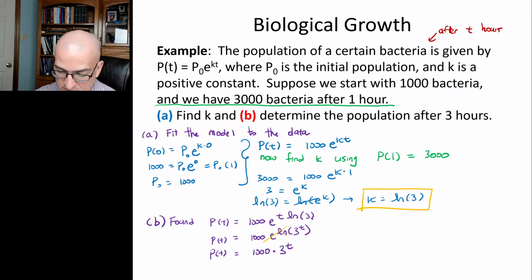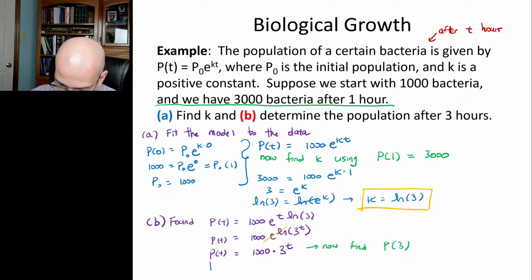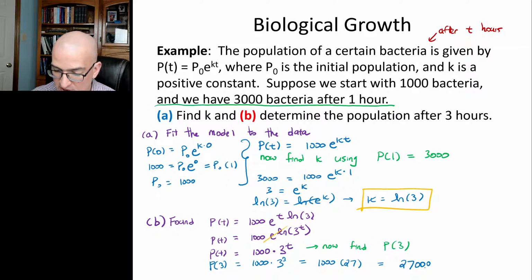Right, now we're going to answer the question. We're going to find P of 3, the population after 3 hours. P of 3 is equal to 1000 times 3 to the 3. It's 1000 times 27, 27,000, which might be kind of frightening.